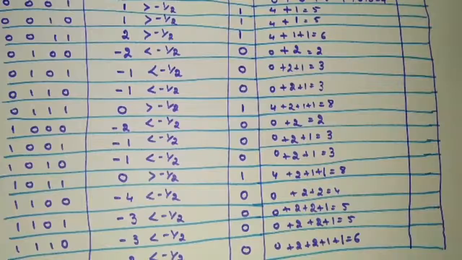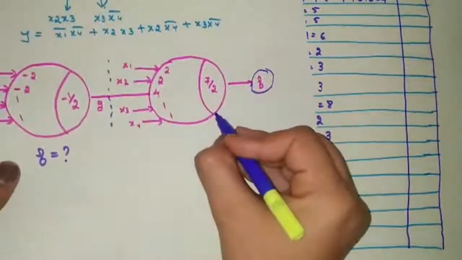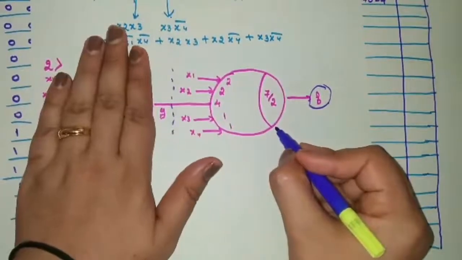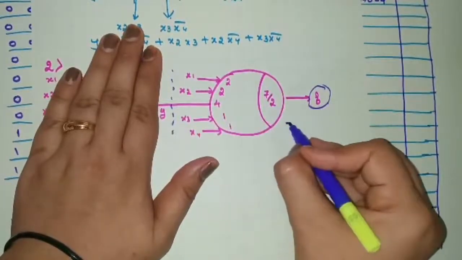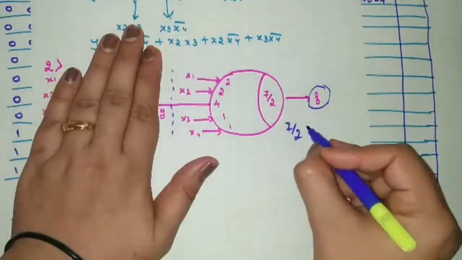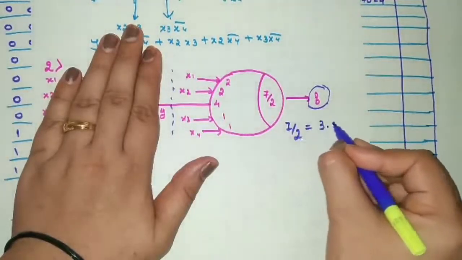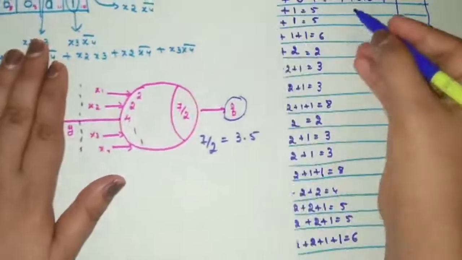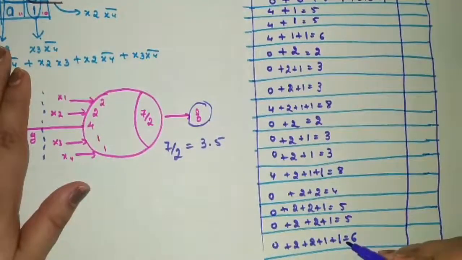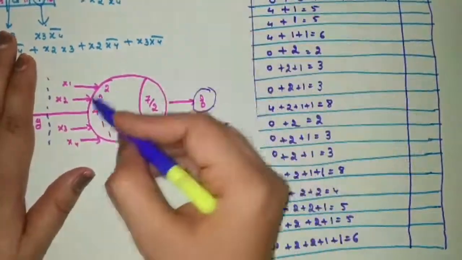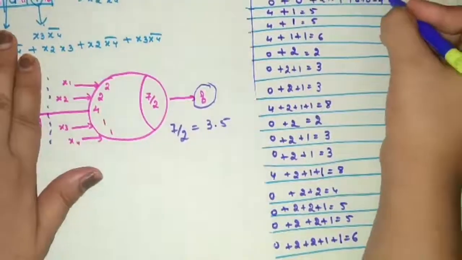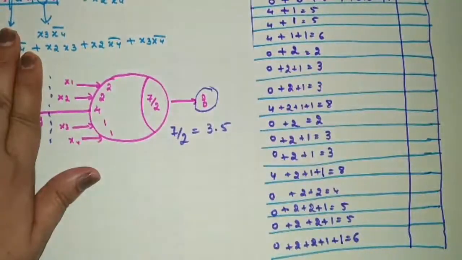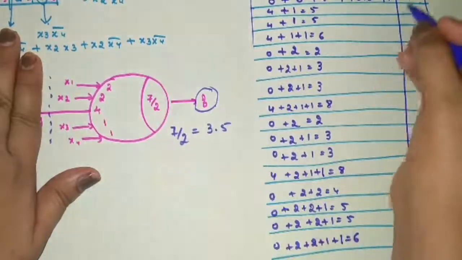So now we have the threshold here for the second logic. We have completed the first logic, so don't worry about it now. We are solving for this logic. 7 by 2 is the threshold value, which is nothing but 3.5. Compare it with the weighted sum. The weighted sums for the second logic are these. Compare 3.5 with the weighted sum, whether it is greater than or lesser than 3.5.